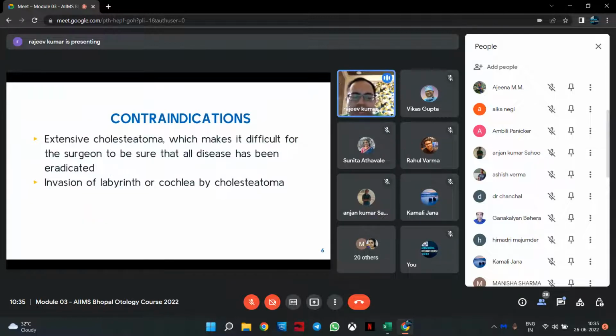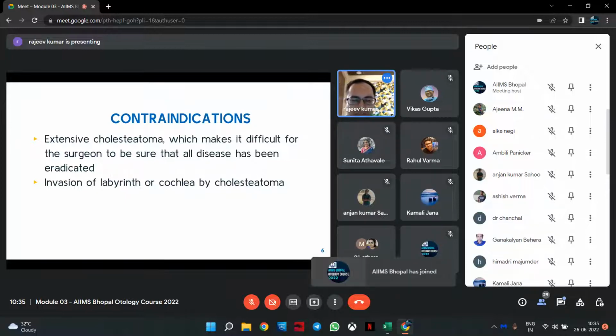Now, what are the contraindications? The contraindications are extensive cholesteatoma, which makes it difficult for the surgeon to be sure that all the disease has been eradicated. If there is an invasion of the labyrinth or cochlea by the cholesteatoma. One more contraindication is if the canal wall itself is destroyed by the disease. That happens in very extensive disease. So that will be considered a contraindication for this procedure.